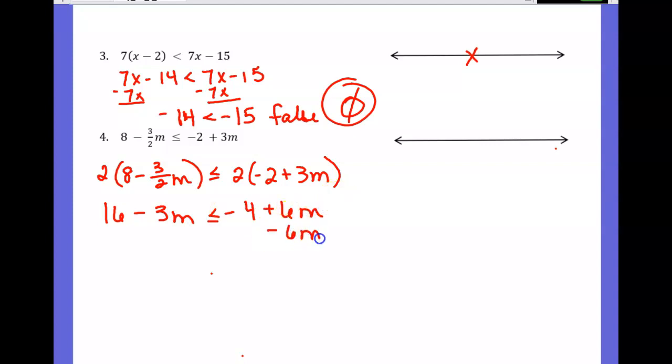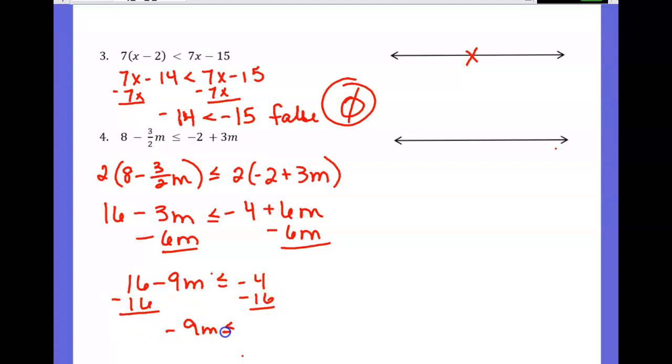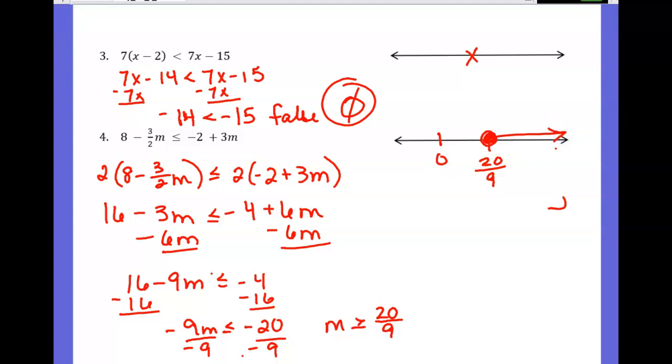I'm going to subtract 6m from both sides. And when I do that, I've got 16 minus 9m is less than or equal to negative 4. Then I subtract 16 from both sides. I've got negative 9m is less than or equal to negative 20. And then here I'm going to divide both sides by a negative, so I'm going to flip my sign. M is going to be greater than or equal to 20/9, or 2.222. So if I had a number here at 0 and this was 20/9 right here, this would be a colored in circle and it would go to the right. Okay, so m is going to be greater than. We had to flip the sign there.